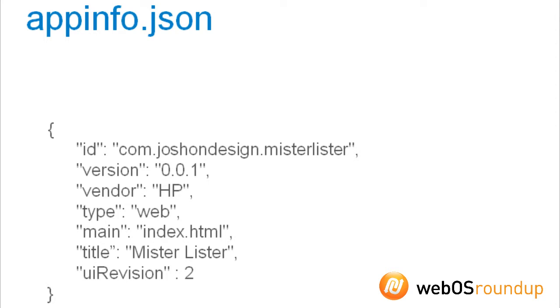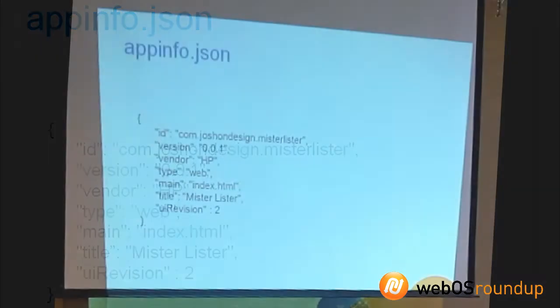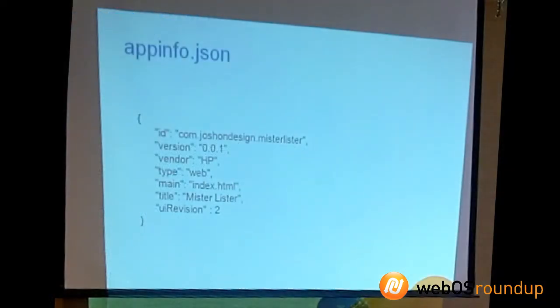In your main, you need the index.html. So you could actually change that if you wanted to and say enyo.html. Your title, which is the actual name of your app. And then UI revision 2. That's new to anyone who hasn't done this yet. It tells the TouchPad that you're using the larger screen size and that you're using Enyo, so it'll know to load it up on the TouchPad.